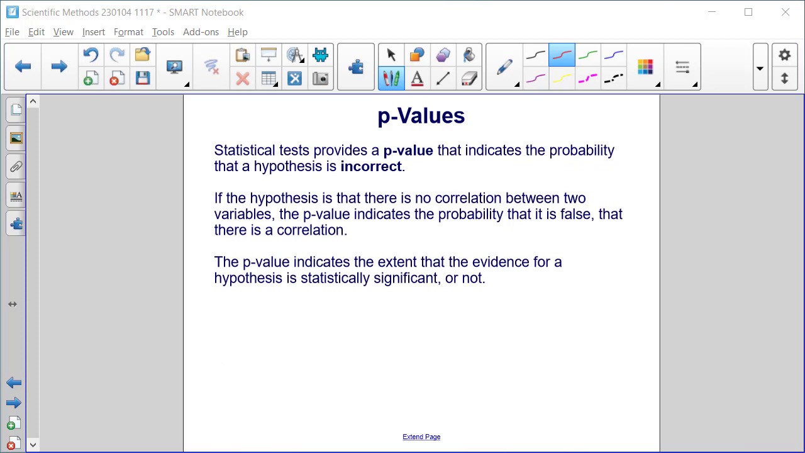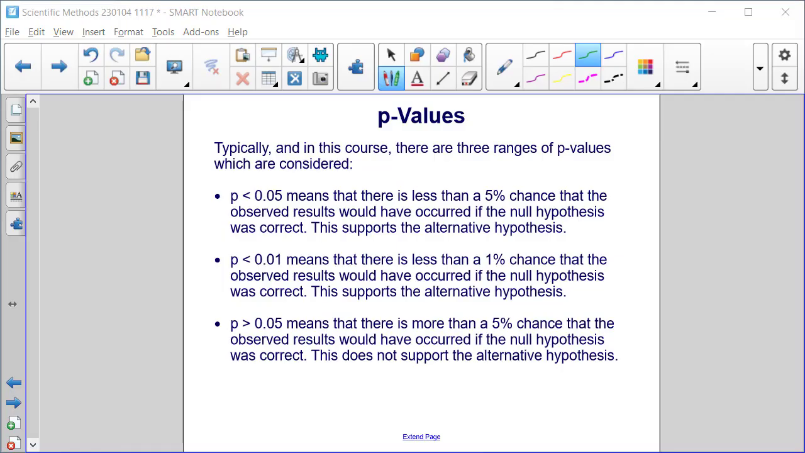So p-values. Statistical tests provide a p-value that indicates the probability that a hypothesis is incorrect. If the hypothesis is that there is no correlation between two variables, the p-value indicates the probability that it is false, that there is a correlation. The p-value indicates the extent that the evidence for a hypothesis is statistically significant or not. Typically, and in this course, there are three ranges of p-values which are considered.